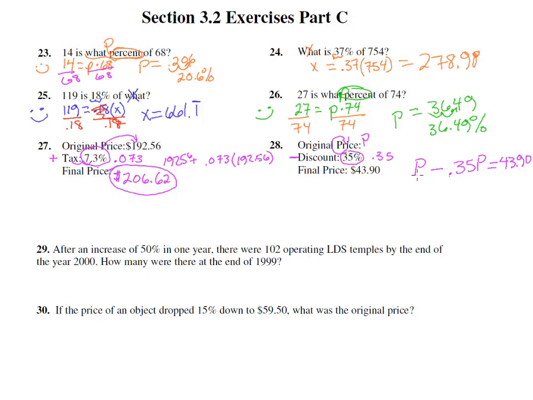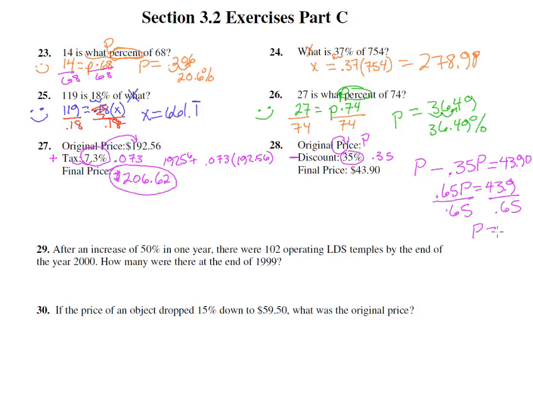$43.90. All right. Hey, this is a math equation. We know how to do this. Combine these like terms. There's a 1 in front of that p. 1 minus 0.35 is 0.65p equals 43.90 if you choose to write that. We can get p by itself by dividing both sides by 0.65.